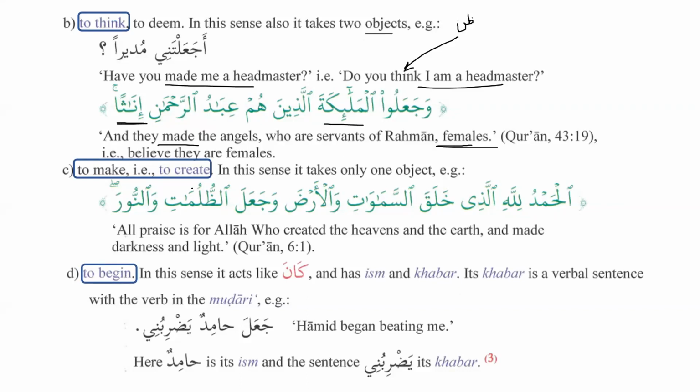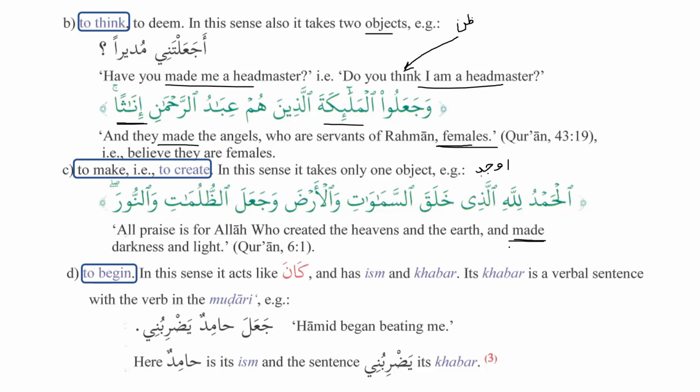Okay, and then we have to create something. Create means awjada. Awjada means to create something. The reason I'm telling you now is so that inshallah when we do the Arabic part, you remember the meaning. Alhamdulillah alladhi khalaqa as-samawati wal ard wa ja'ala adh-dhulumati wan nur. So we can see over here, all praises for Allah who created the heavens and the earth and made the darkness and light. Here it is translated as made, but it is considered as to create.